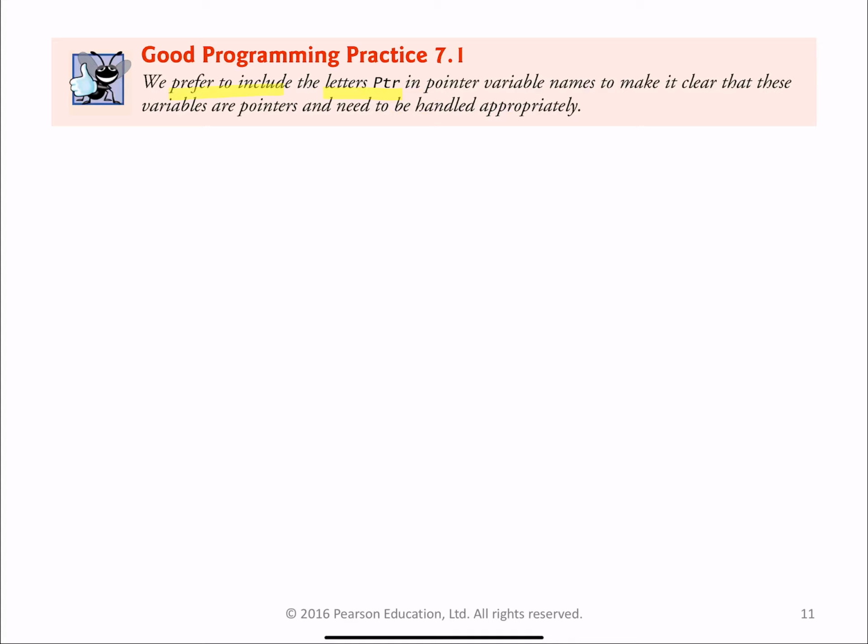Another good programming practice is to come up with some kind of notation that you're going to stick to in order to easily distinguish pointer variables from all other types of variables. And in this chapter, we will be using the letters PTR in the name of every pointer variable to make them stand out from other variables.